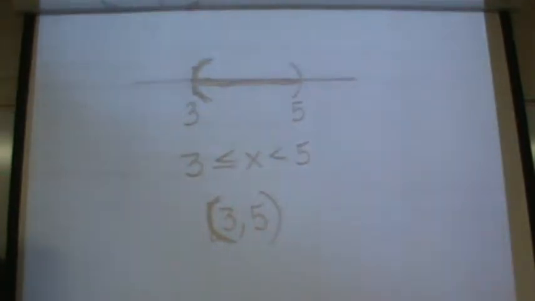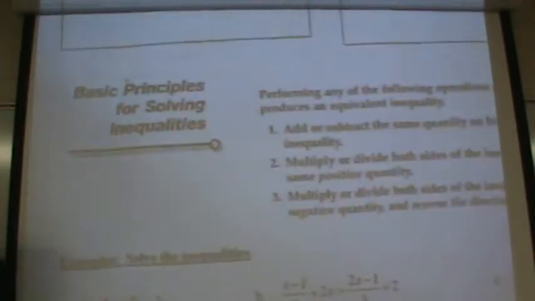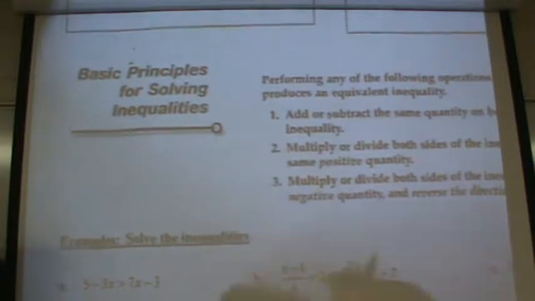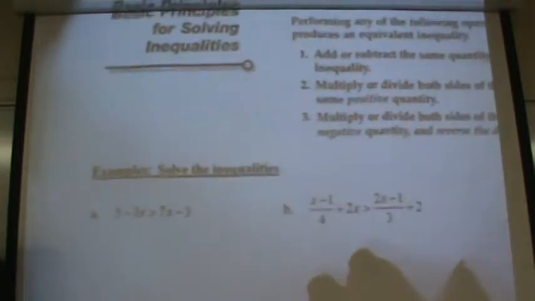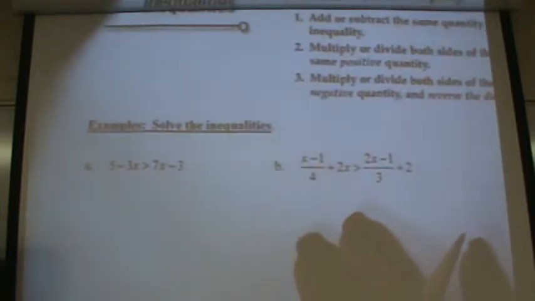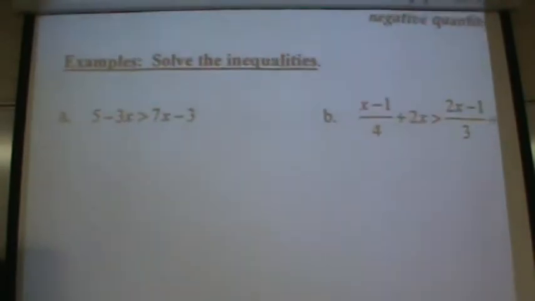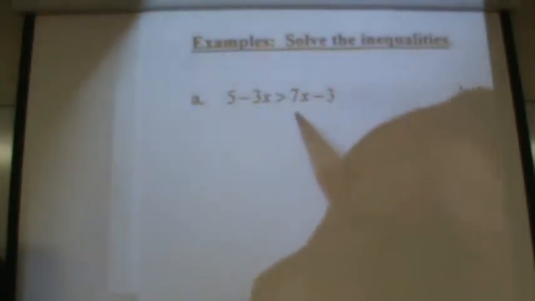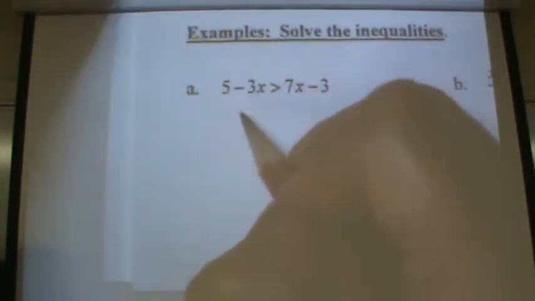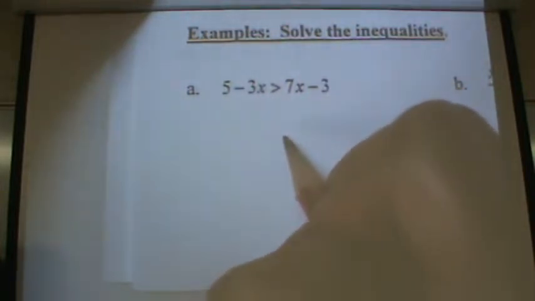Okay. Now, do you remember the basic principles for solving inequalities? What's different? You flip the inequality when you multiply or divide by a negative. Yes, okay. So let's practice these. This is all review, you guys. I want to make sure you write small, I didn't give you a lot of room. How are you going to solve this? 5 minus 3x is greater than 7x minus 3.